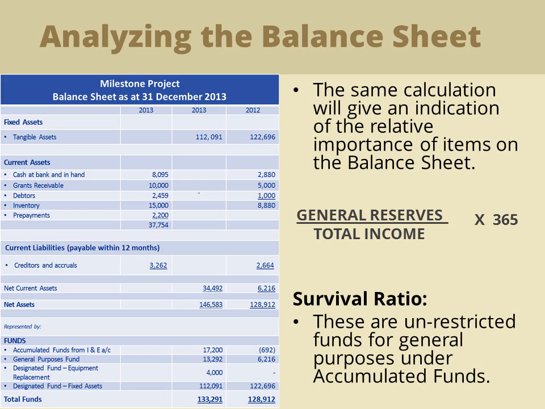Then, if you multiply the resulting figure by 365, this will give an indication in days of how long the organization could survive in the coming year if income dried up and levels of activity remain the same. Of course, this is a highly hypothetical scenario, as in practice, the organization would contract operations if its income was drastically reduced.